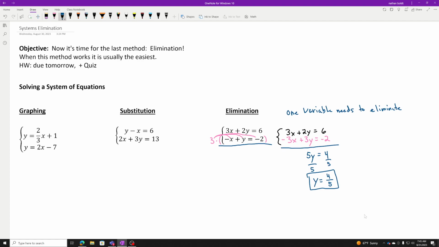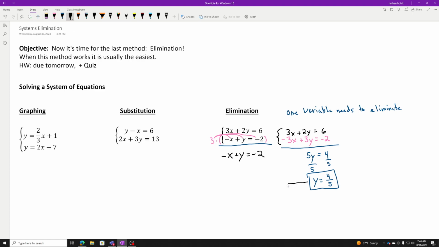Now, I got a little bit more I got to do because I know what y is, but I still have to figure out what x is. So I have to take that y equals 4/5, plug it into one of my equations, and I will get the x value from that. I think I'm going to plug it into the second equation, negative x plus y equals negative 2. That nice simple one right there. That one looks the simplest right before I multiplied by 3.